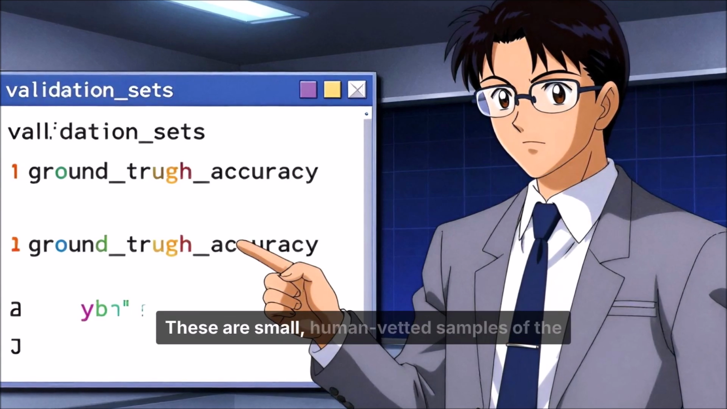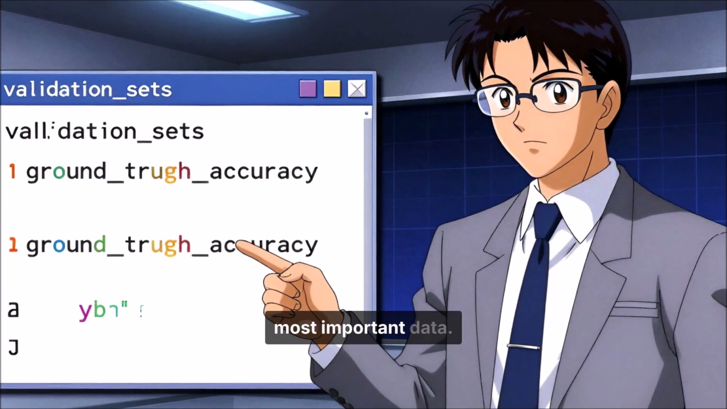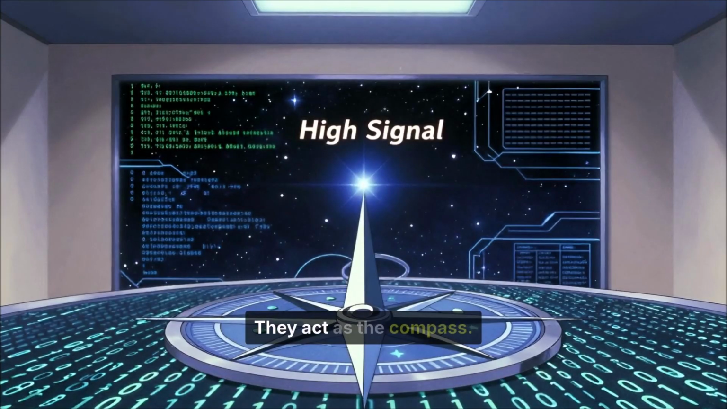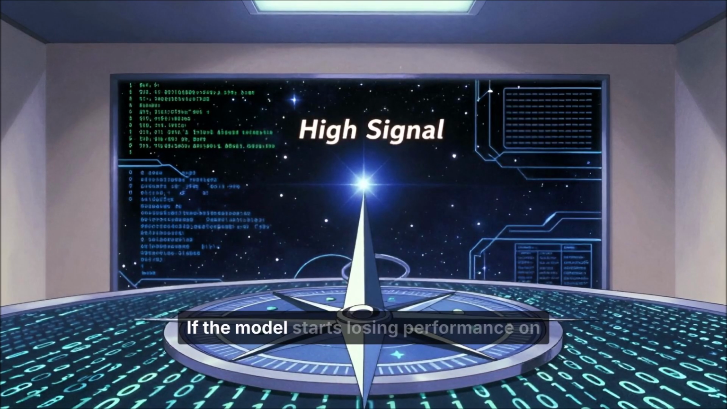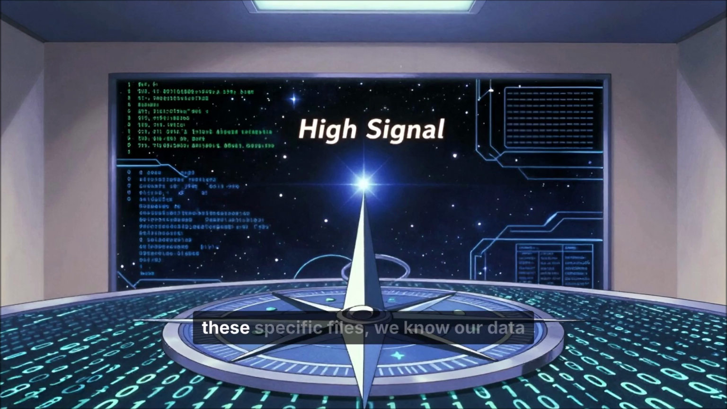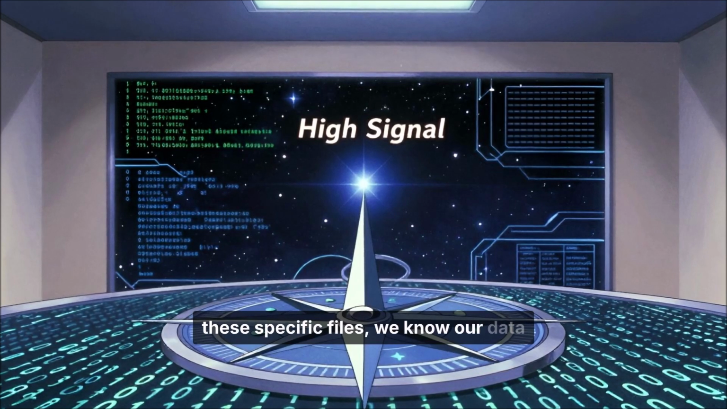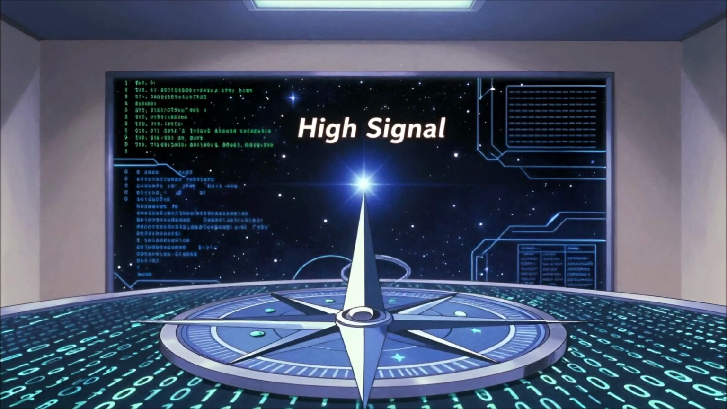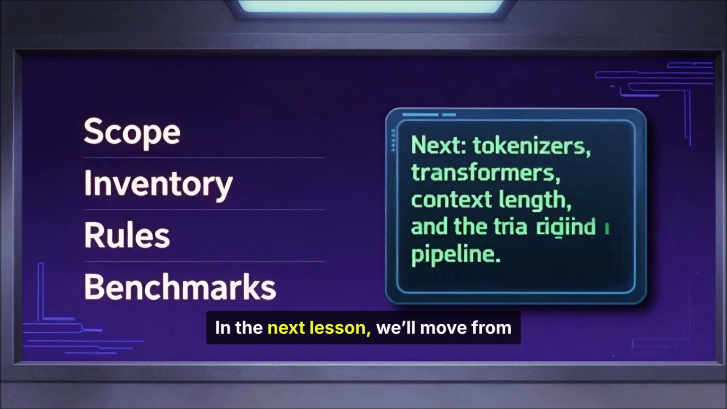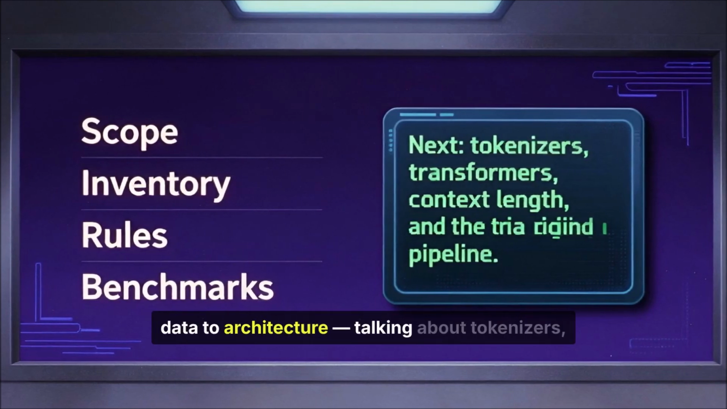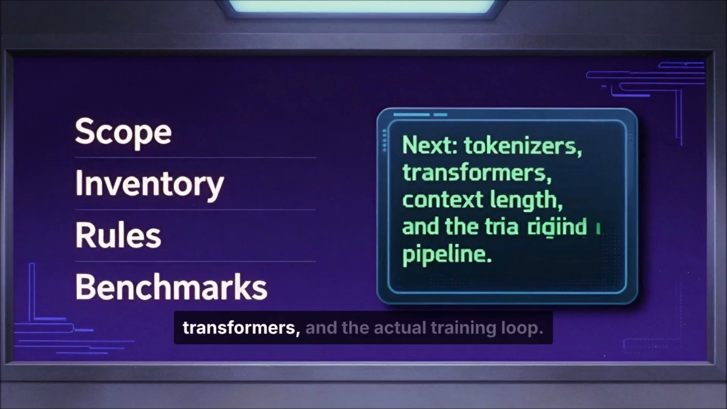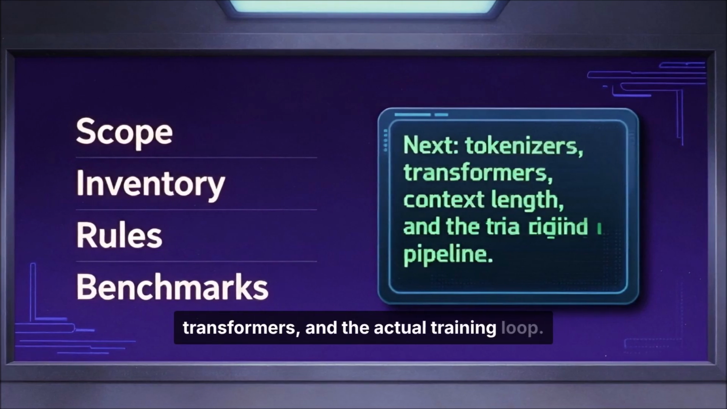Finally, we define the validation sets. These are small, human-vetted samples of the most important data. They act as the compass. If the model starts losing performance on these specific files, we know our data strategy has failed. In the next lesson, we'll move from data to architecture, talking about tokenizers, transformers, and the actual training loop.